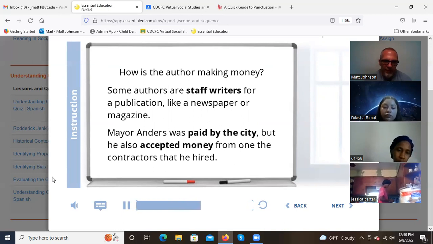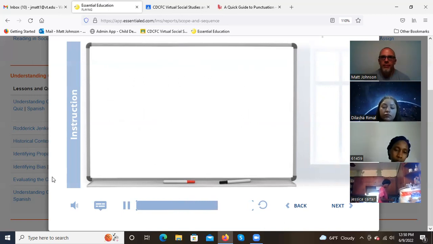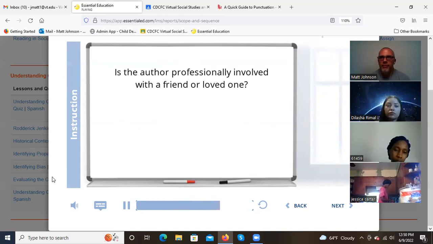But he also accepted money from one of the contractors that he hired. Did that money influence the mayor's decision to hire that contractor? It shouldn't. The mayor's decisions are supposed to serve the city, not the mayor's bank account. You can't serve two opposing interests at the same time. That's a conflict.